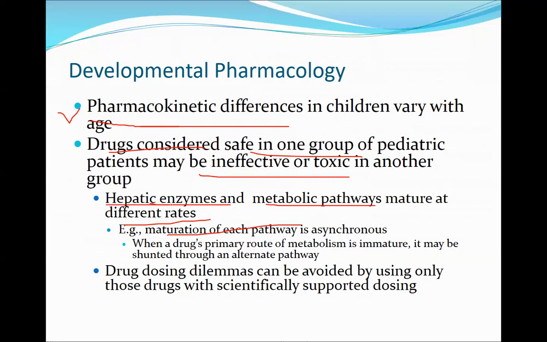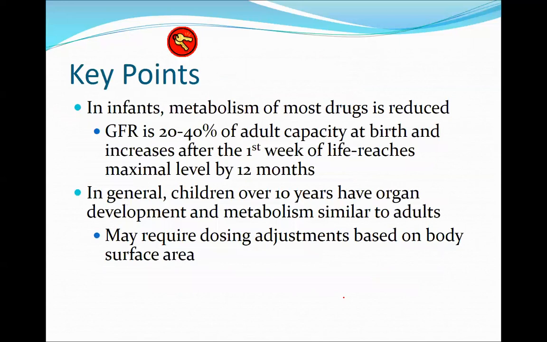When we talk about hepatic enzymes and metabolic pathways, they mature at different rates, and the maturation is asynchronous. When the primary route of a drug's metabolism is immature, it may be shunted through an alternative pathway. The classical example is paracetamol toxicity, which is most commonly seen in children. A drug dosing dilemma can be avoided only by using those drugs which have scientifically supported dosing.